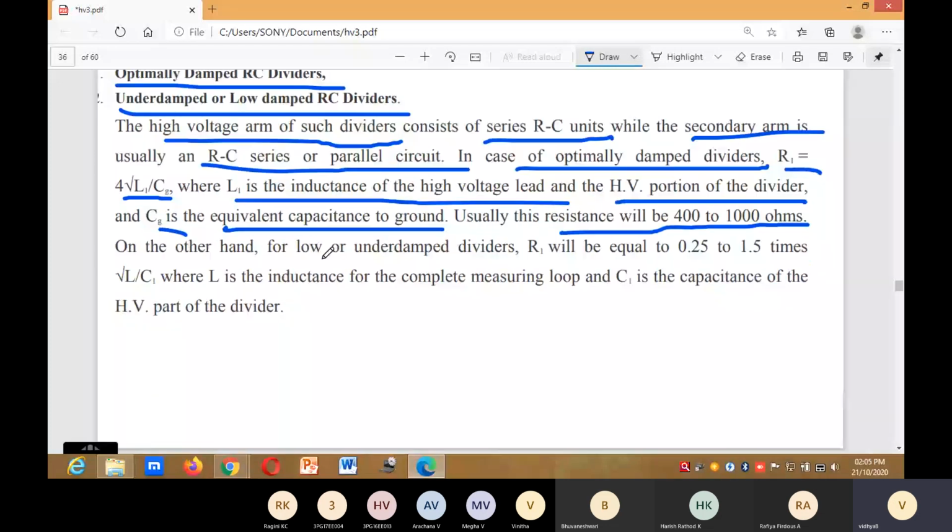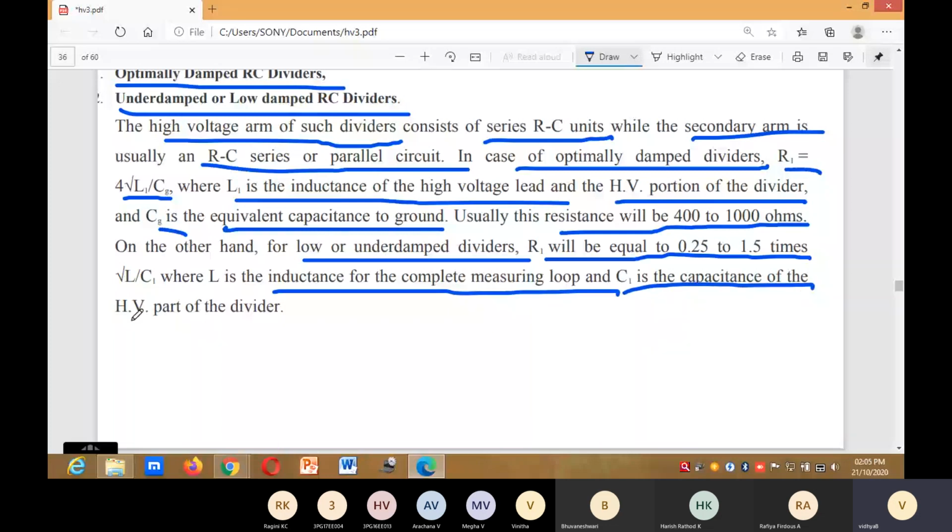Till now we have learnt about the optimally damped dividers. Now, for underdamped or low damped dividers, R1 will be equal to 0.25 to 1.5 times square root of L divided by C1, where L is the inductance of the complete measuring loop and C1 is the capacitance of the HV part of the divider. This is for underdamped or low damped dividers.